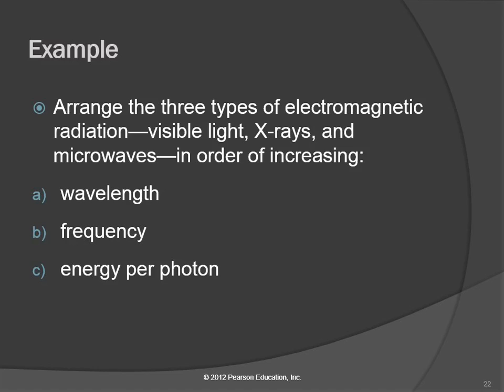Visible light, X-rays, and microwaves. Which of these is the most dangerous? X-rays, right? X-rays can be good, but that's why they put the lead shield on you when you get dental X-rays, to protect the rest of your body from the X-rays. X-rays have high energy. So X-rays are going to be the highest energy. So increasing, that means we start at the lowest and go to the highest. So X-rays will be at the end. And then there's visible light and microwaves.